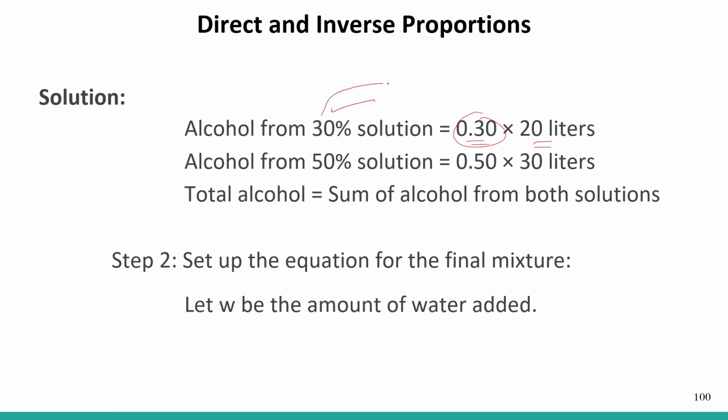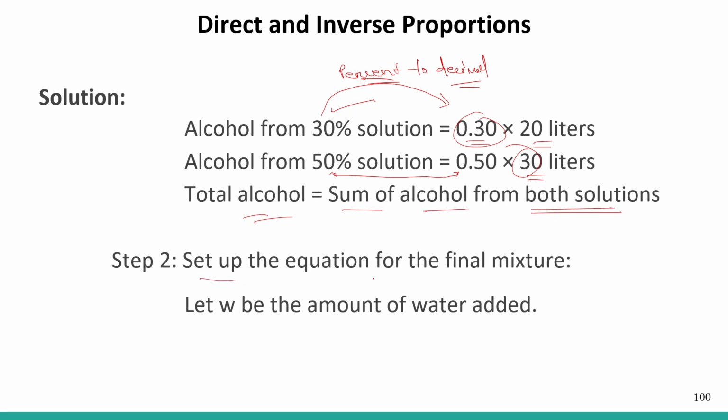So basically what we did is we converted from percent to decimal here. Again we did the same thing here, right? We converted from percentage to decimal and multiplied with 30, that is the amount of solution. So total alcohol content is nothing but the sum of alcohol from both the solutions.